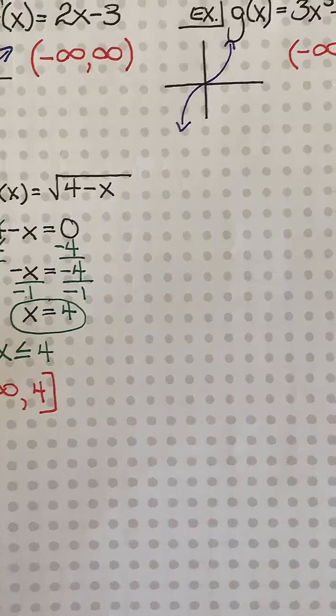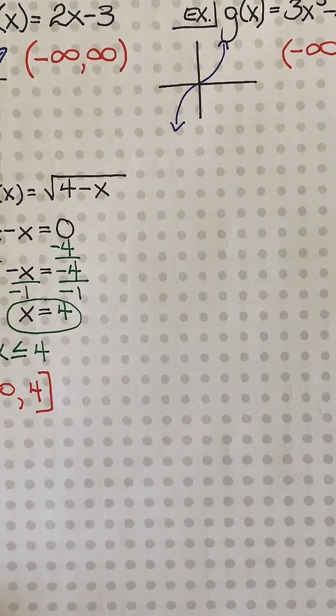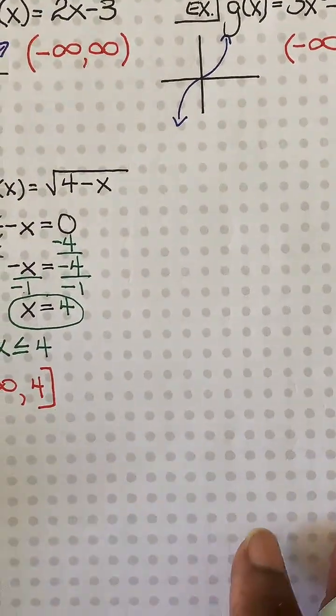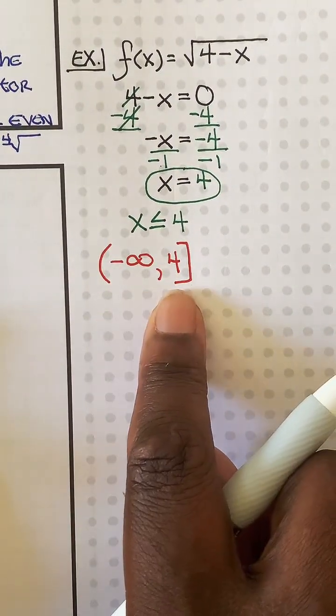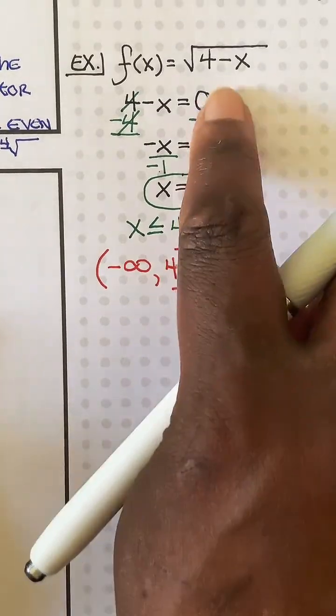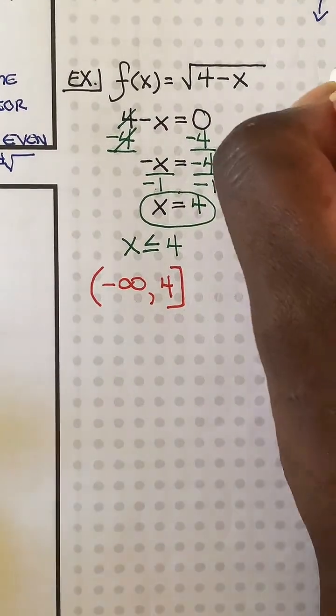Okay, so let's try another one. That's going to be, and I can use any number from negative infinity up to 4 to give me a true statement of our original.